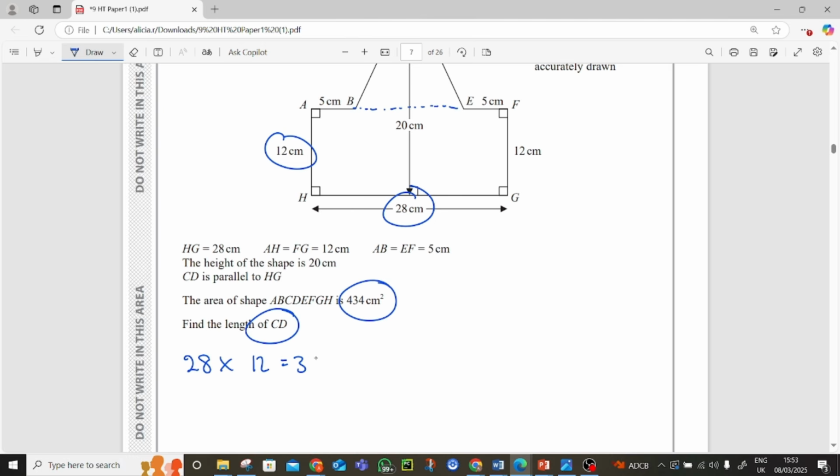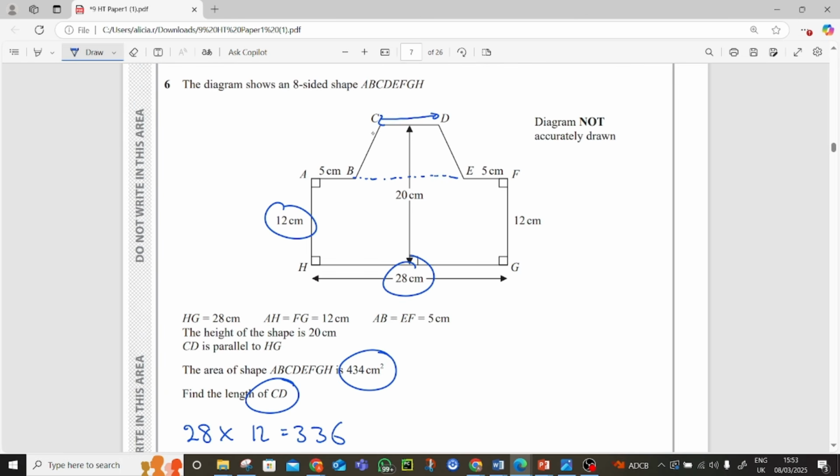And that is 336. So I know the total area is going to be the area of the rectangle, and I need to add on the area of this trapezium at the top. And the formula for area of a trapezium, which you have on the formula sheet, if you scroll up to the top, you will see, is a half times a plus b, times h. So I have a half times a plus b times h, and I need to work out what these values are.